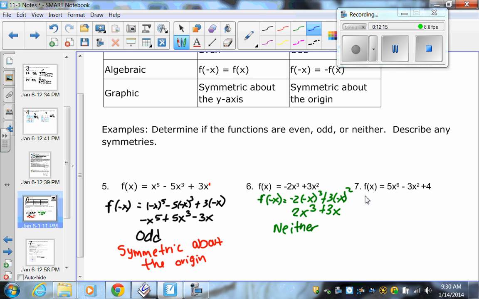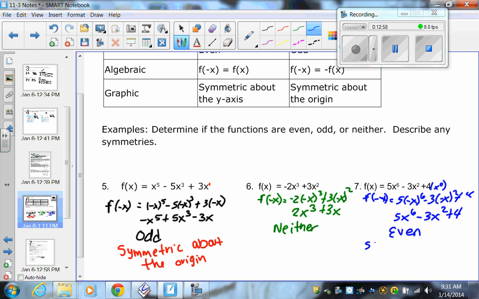Number 7, if I do it algebraically, you would have f of negative x. It's 5 times negative x to the 6th minus 3 times negative x squared plus 4. So a negative to an even degree is a positive, so that's going to be 5x to the 6th. That's going to be a positive times a negative would be a negative 3x squared, and then plus 4. And if you notice, I ended up with the same exact function that I started with, so that's going to be an even function. And if you look at your degrees, 6 is even, 2 is even, and again, a constant you can think of as something to the 0th power there. So that's even as well.